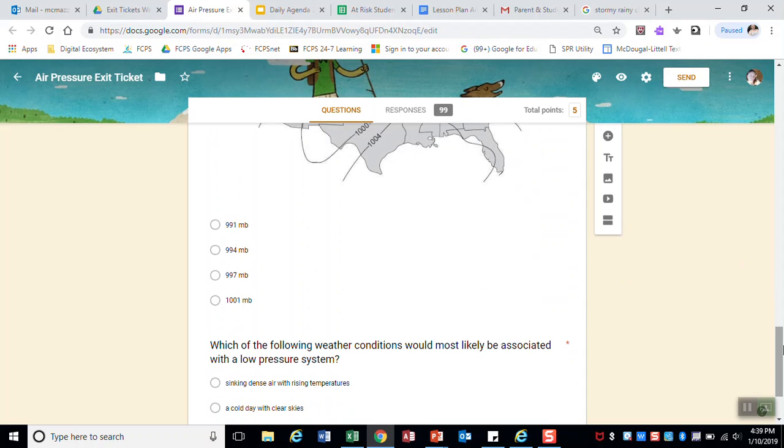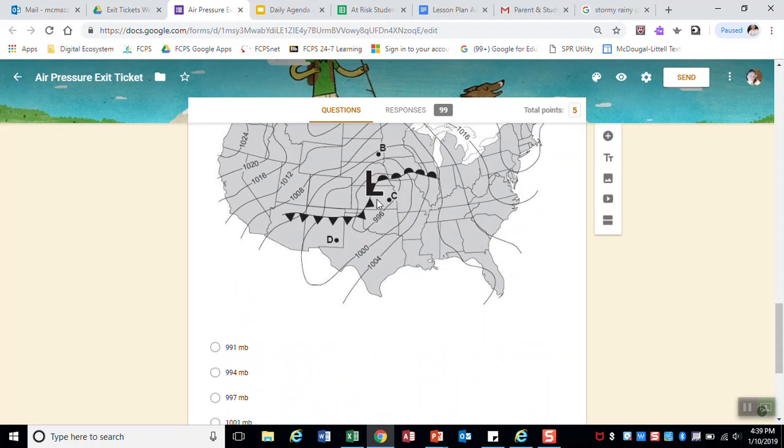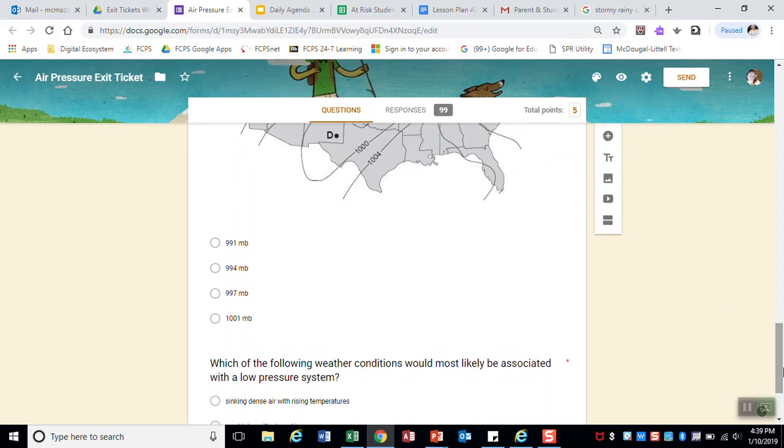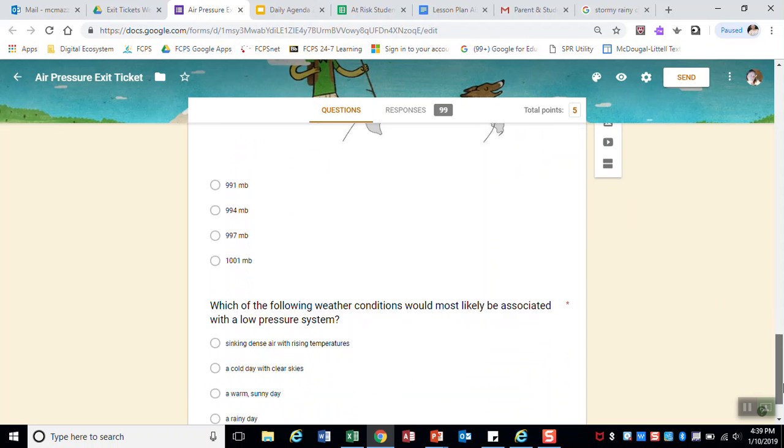Now that's not an answer choice. All right, let's look at the answer choices. Well, you can rule out 991 because that's too low. 997, that sounds close, but if it was 997, it would be outside of this line. It would be over here in this region. So the only possible answer is 994.